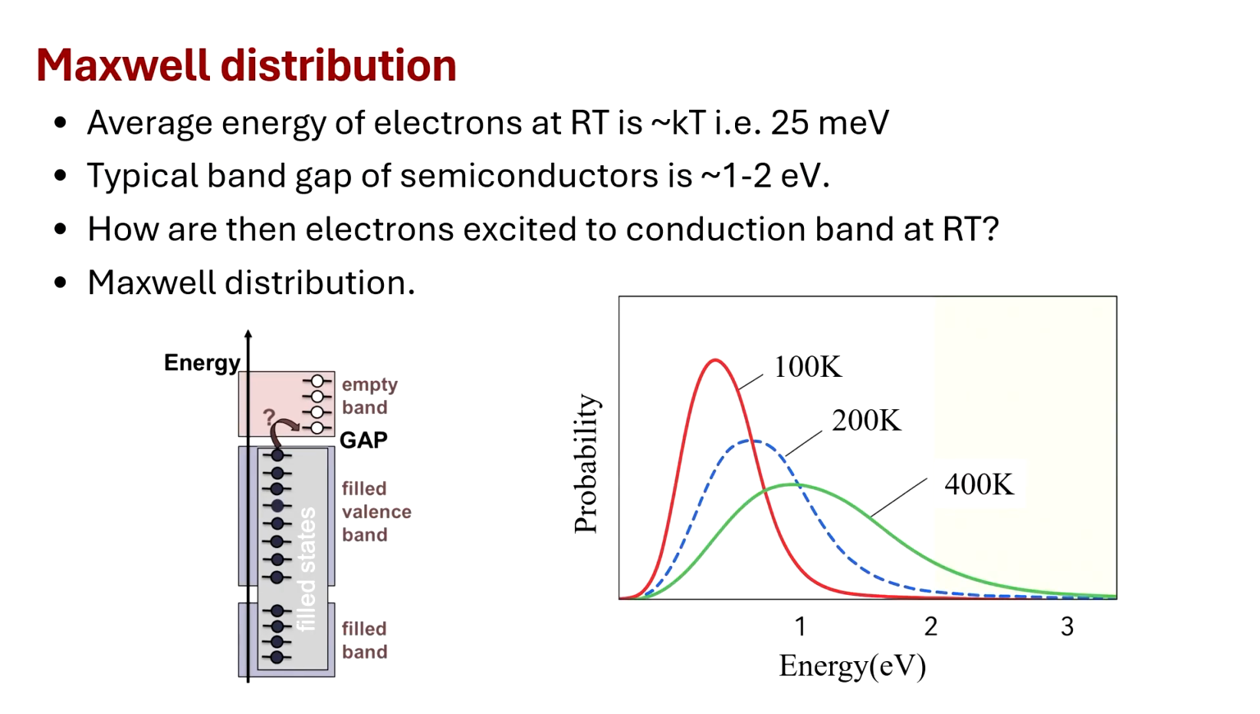First, we look at the Maxwell distribution. We see that the average energy of electrons at room temperature is about kT, which is 25 milli electron volt, and the typical band gap of a semiconductor is about 1 to 2 electron volt. So the question is, how are electrons then excited to the conduction band at room temperature? The Maxwell distribution suggests, as you can see, this is the probability of occupation as a function of energy.